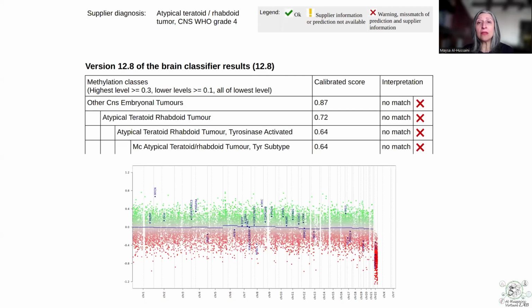Now, further on, we did methylation on the tumor, and although the calibrated score is not at the 0.9 cutoff that we usually utilize, remember that you always have to interpret the methylation in view of the H&E and immunohistochemical findings. So it was diagnosed as atypical teratoid rhabdoid tumor with a low calibrated score, but the copy number variation profile showed the typical loss of 22q, which is typically seen in atypical teratoid rhabdoid tumor. What was really interesting is that although the calibrated score was low, it was assigned the tyrosinase activated molecular subgroup of ATRT.